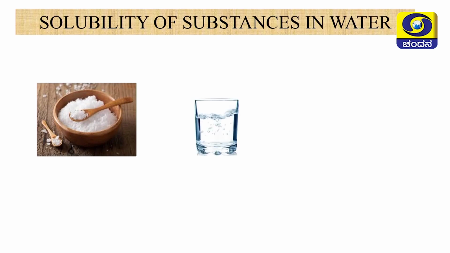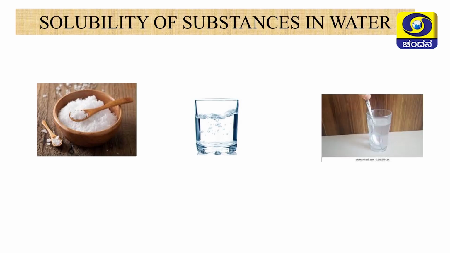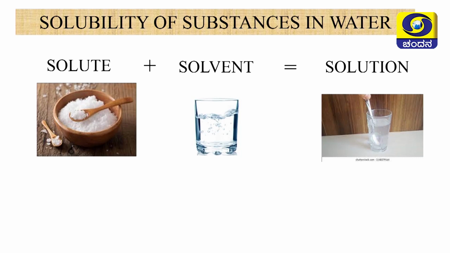When we add the salt with the water, what happens? We get the salt solution. Here, the salt is known as solute. Solute is nothing but the substances which dissolve, whereas the solvent is known as the medium in which the solute dissolves. When we add solute and solvent, we get the solution as a result.